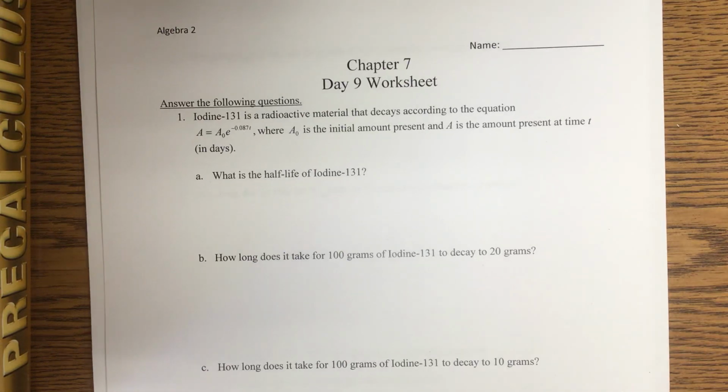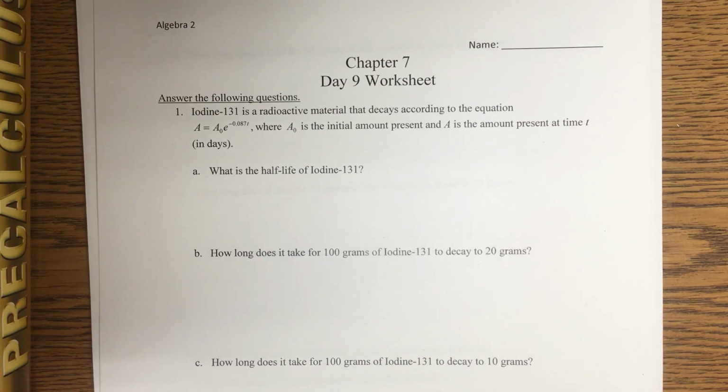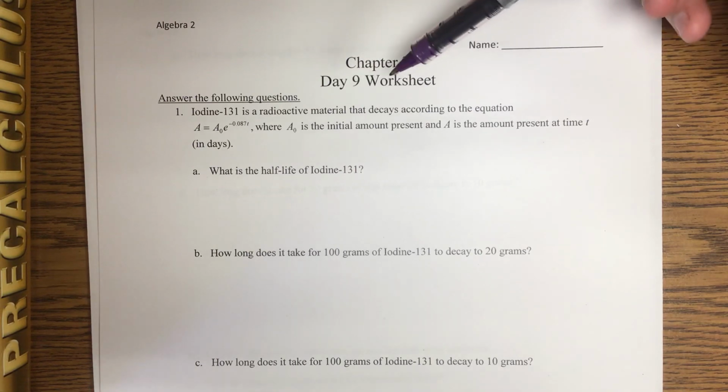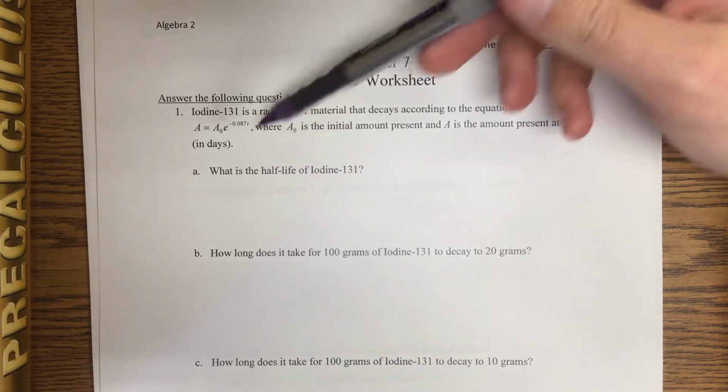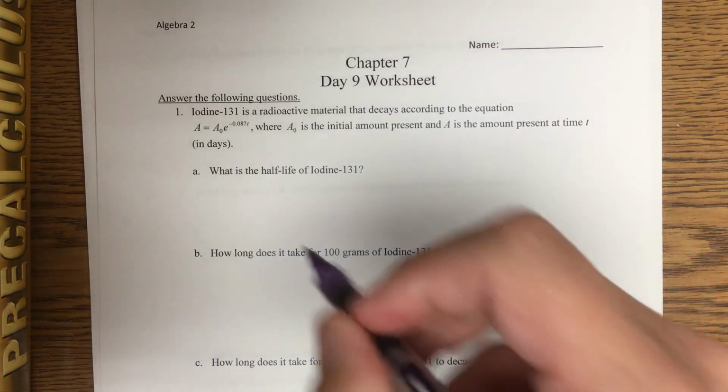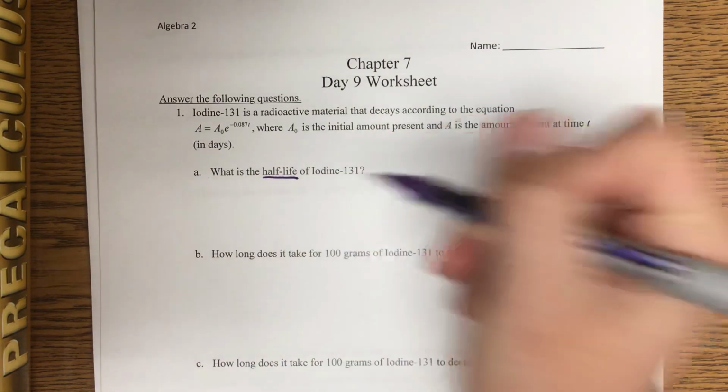In this video, I'll be working out some of the homework answers to the Chapter 7, Day 9 worksheet. And we're talking about exponential decay, specifically radioactive decay. So number 1 says iodine-131 is a radioactive material that decays according to this equation where A sub 0 is the initial amount. They want to know for part A, what is the half-life?